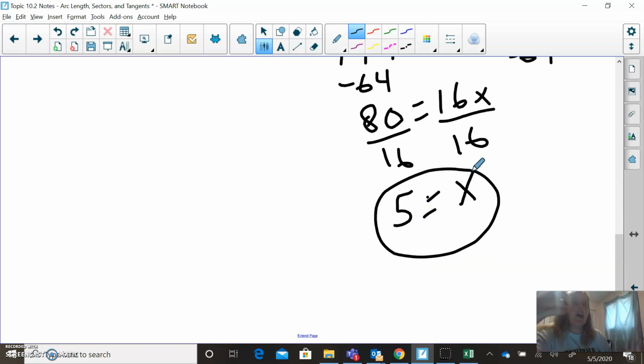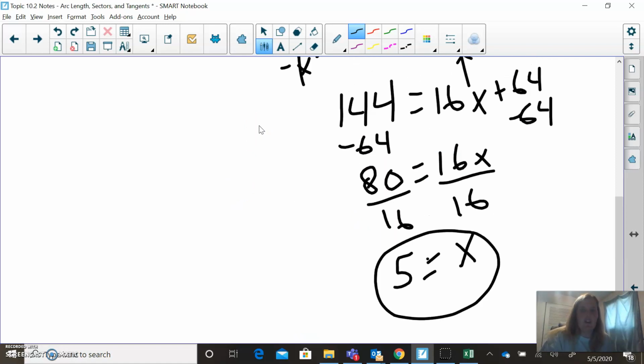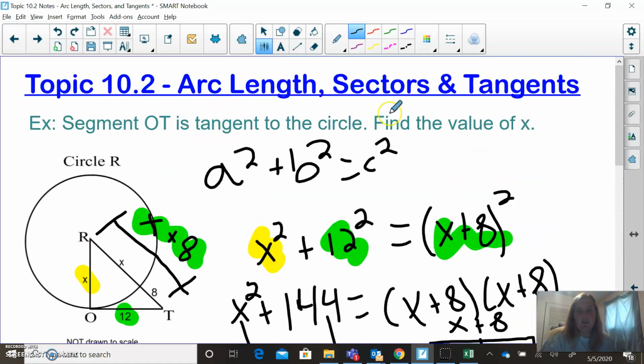Now this question only asked us to find the value of x, so you're not going to have to plug it back in, but sometimes it will. It'll ask you to plug it back in, so make sure you are looking at that. So it said, find the value of x.